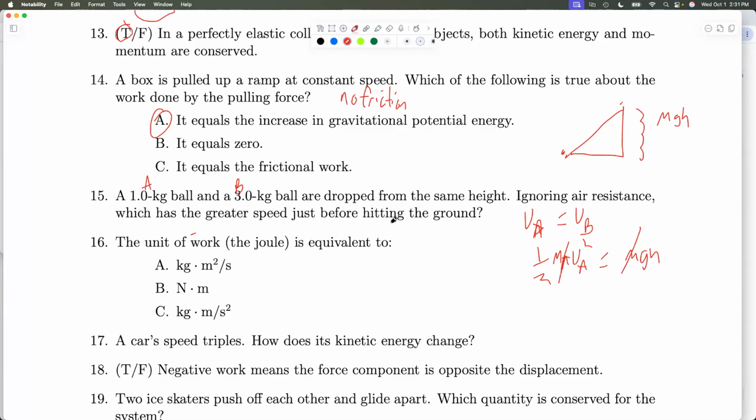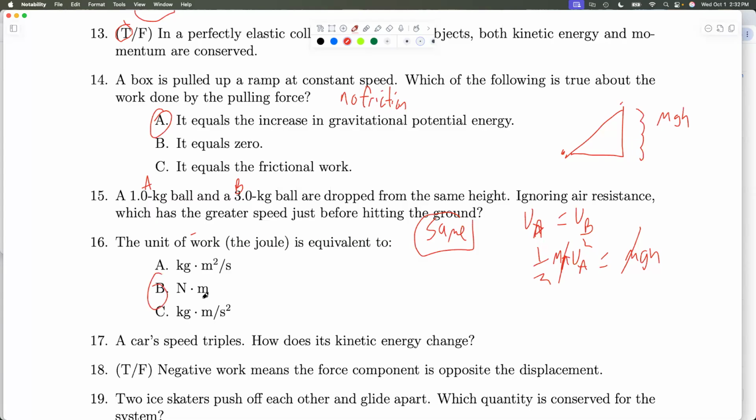Now if the question said who has more momentum, if they have the same speed, this guy's going to have more momentum. So the answer would be same speed. We know that from kinematics.